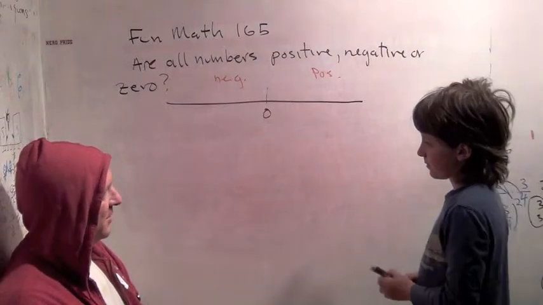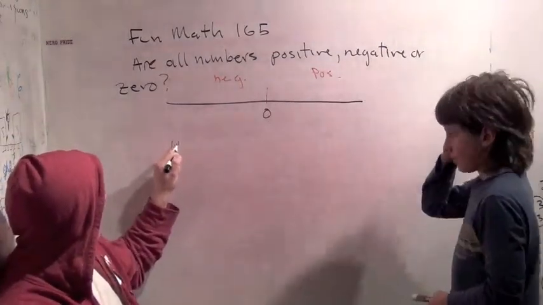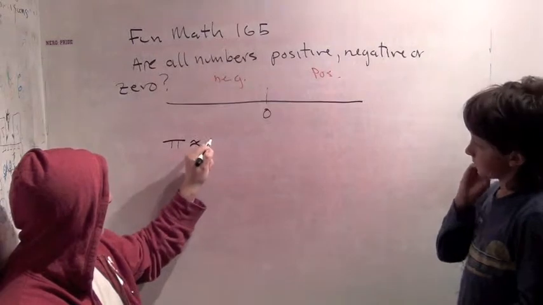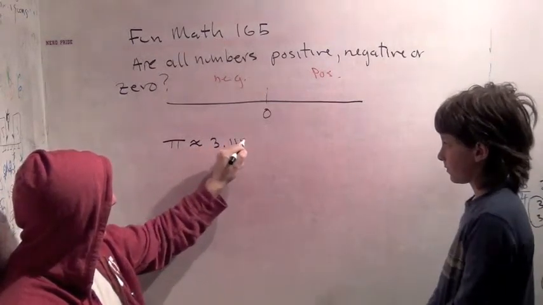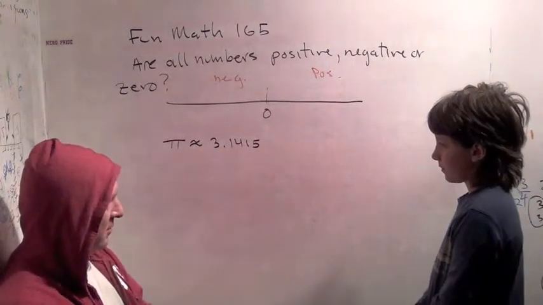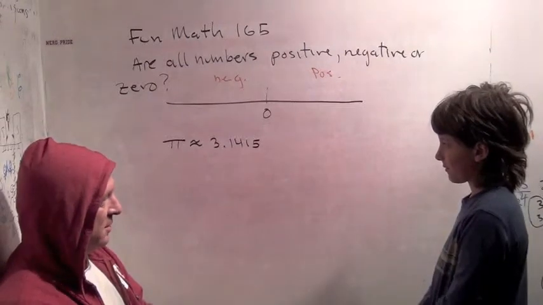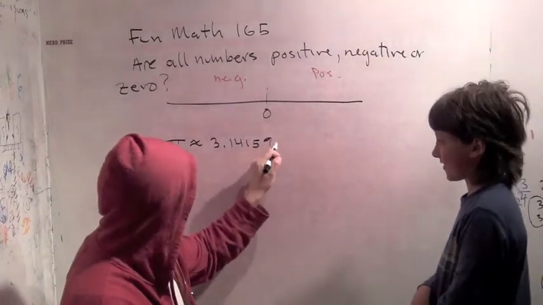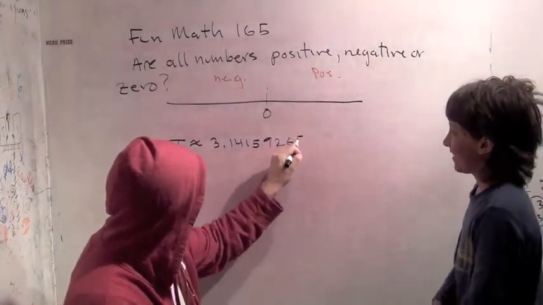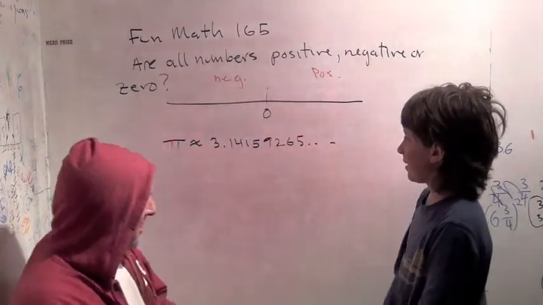Alright, so here's going to be an interesting question. We know that pi is approximately 3.1415. Do you know any more than that? 3.1415 9, 2, 6, 5, 3, 5, 8, 9, 7, 9, 3, 2, 3, 4, 6. Okay, stop.